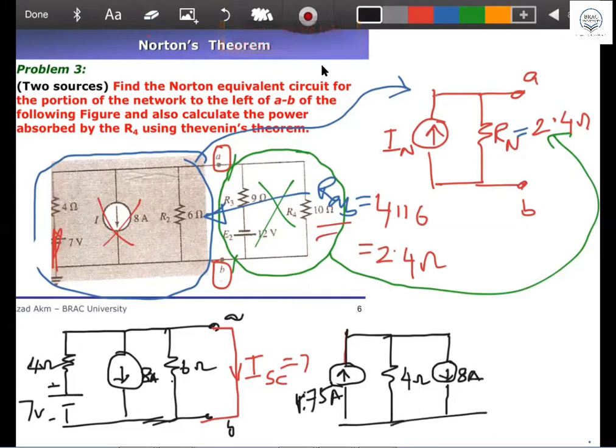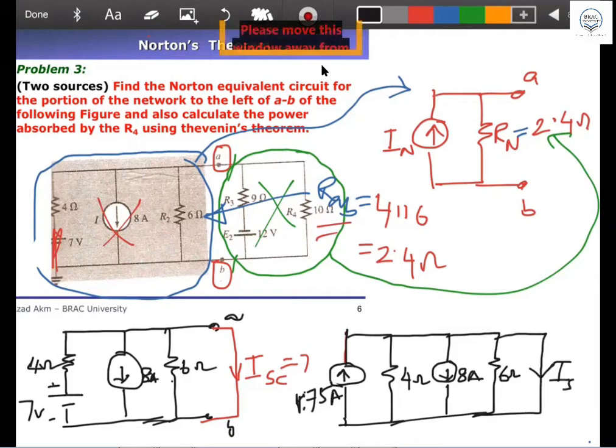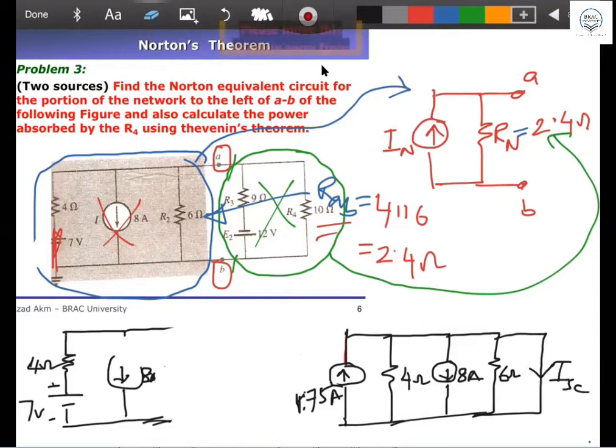Then another resistor, a 6 ohm resistor is there, and your short circuit current I short circuit is there. Okay, fine. Now, do all of you understand it? Yes, sir. Good. If you understand, then you should combine these two current sources into one current source.